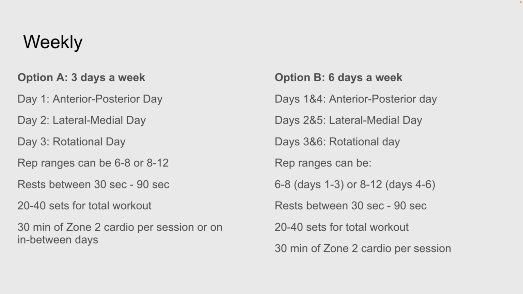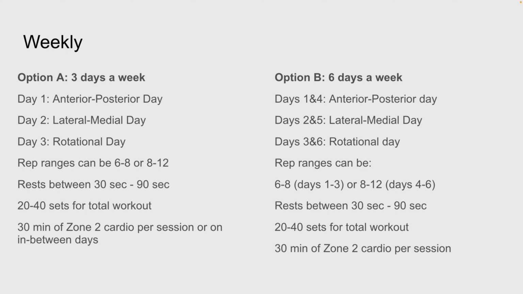Option A would be a 1-2-3 day, where we would do anterior, posterior day, lateral, medial day, rotation day. Rep ranges would be between 6 and 8, or 8 to 12, depending on whether you're looking at more strength or more hypertrophy. Rest between 30 to 90 seconds, whatever gets you into that zone 2 heart rate zone. And we're looking at a total of between 20 and 40 sets for a total workout. 30 minutes of zone 2 cardio per session, or on in-between days would be recommended also to make sure that we're getting healthy. Again, this idea of moderate activity.